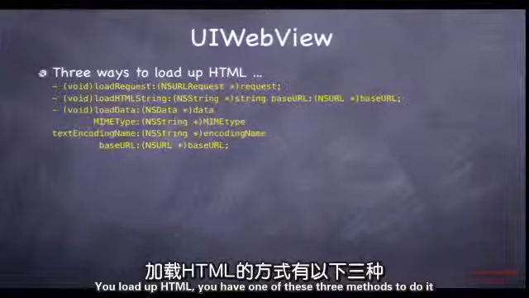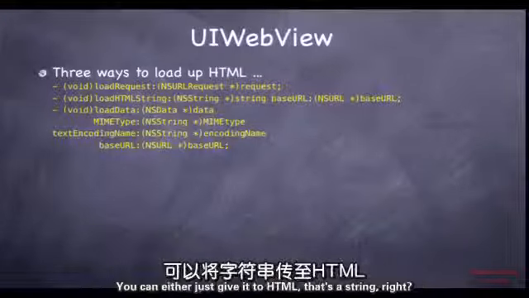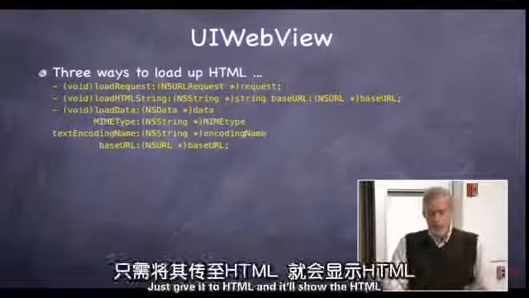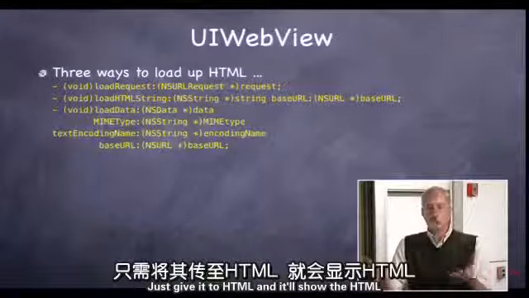You load up the HTML. You have one of these 3 methods to do it. You can either just give it some HTML as a string, right? Something you have embedded in your app. Just give it the HTML and show the HTML.